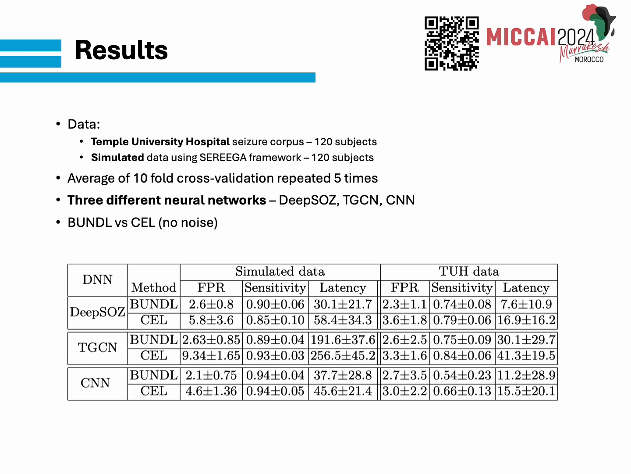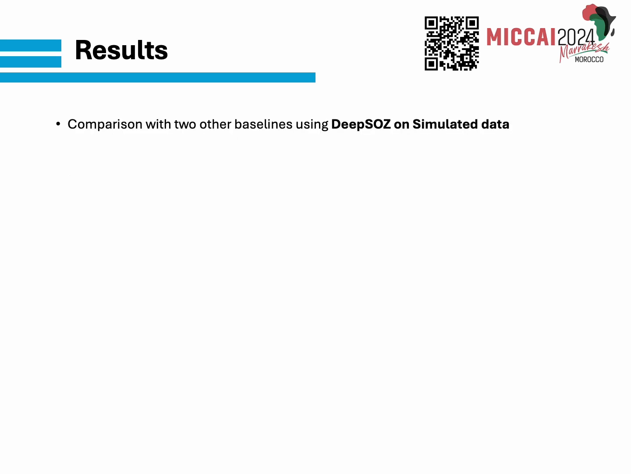In comparison with the cross-entropy loss, which has no noise assumption, our model sees a steady improvement. In simulated datasets, all metrics are better using BUNDL in all 3 models. On the TUH dataset, FPR and latency significantly improve with comparable sensitivity.